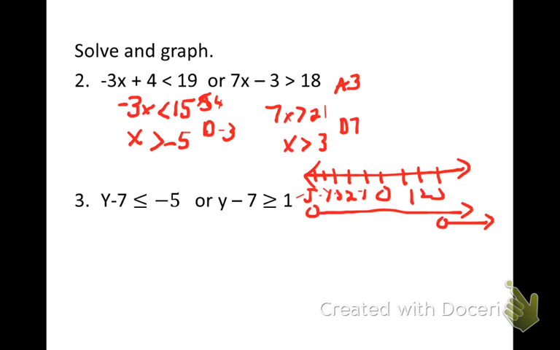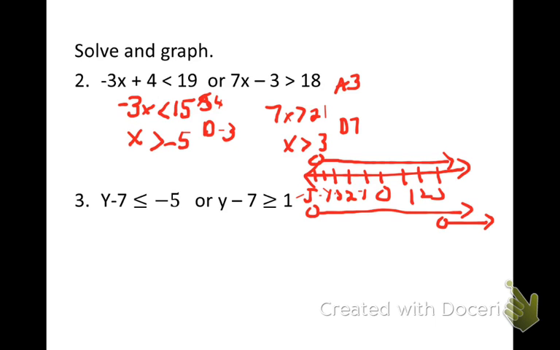So if you unite or put these two together, it's got to be in one or the other, your solution is going to be from negative 5 all the way out here, not including negative 5. So an open circle on negative 5, then all numbers going to the right, which are greater than that. So that would be your final solution.